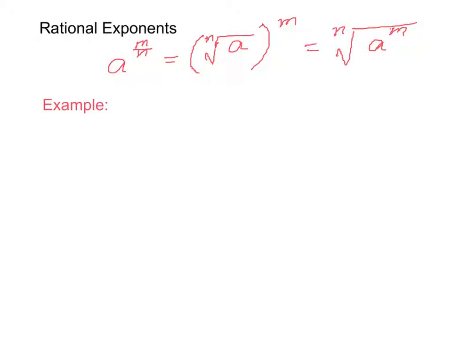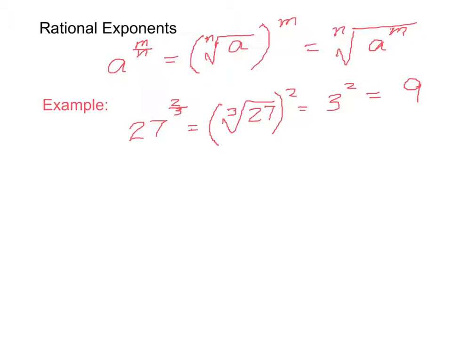So let's look at an example where we might use this. So let's say we have 27 raised to the 2/3 power. How would we handle this? So first we would take the third root of 27. So that is simply equal to 3, because 3 times 3 is 9 times 3 is 27. And then we would square, so our final answer would simply be 9.